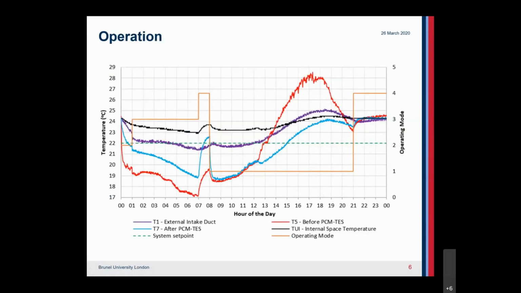So we start with the first operation here, midnight to 1 o'clock in the morning, where the fan runs at the highest speed setting for 1 hour to flush the room of stale air.